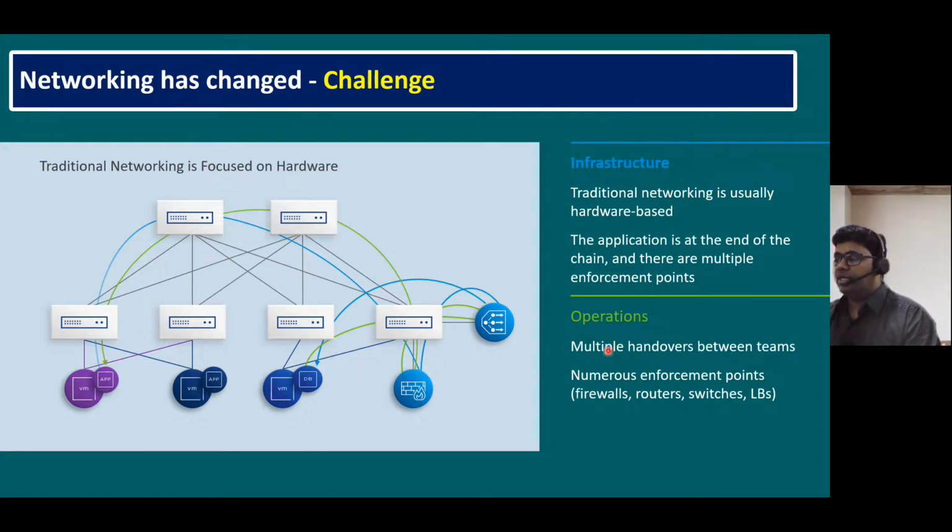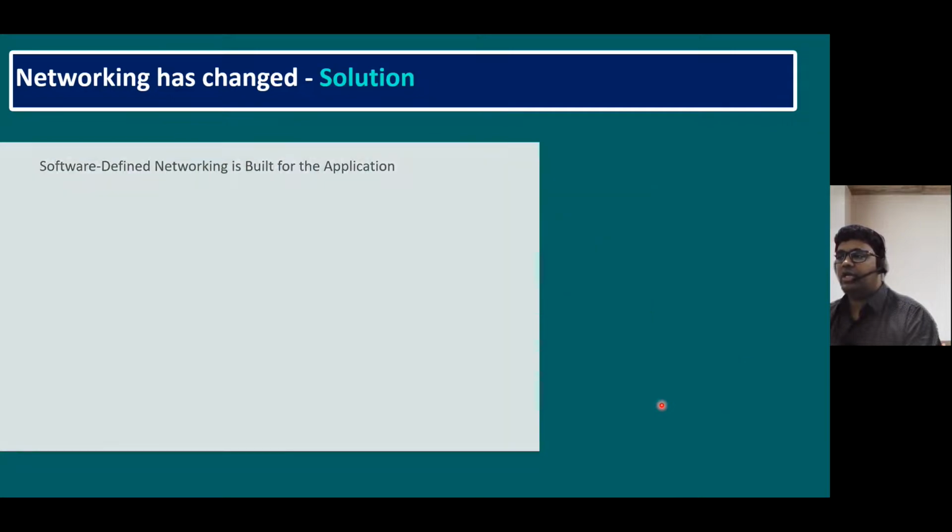Operations involve multiple handovers between the teams, and numerous enforcement points like the firewall, router, switches, and load balancers. In this diagram we showed a simple communication between app VM and DB and vice versa. If we have a different network, again in this diagram we would have to include the router also. Routers are also part of the numerous enforcement points. This is the challenge. Now let's try to understand how we're going to address this challenge with our NSX.